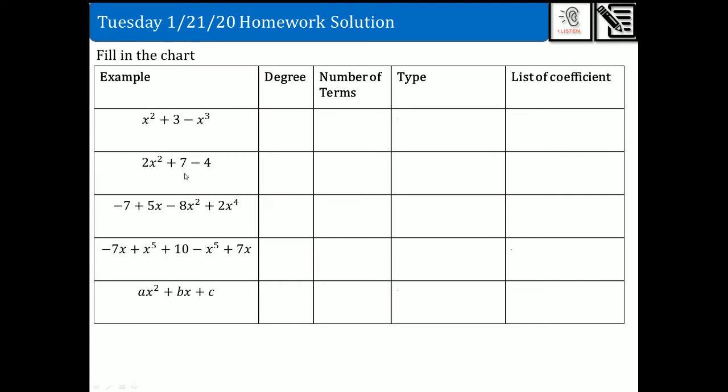Here, this is the bottom part of that chart. What is the degree here? What is the highest degree? It's always recommended, you see how it's x squared plus 3 minus x cubed? It's always better to rewrite it in standard form. What I mean by standard form is that the exponent is decreasing properly.